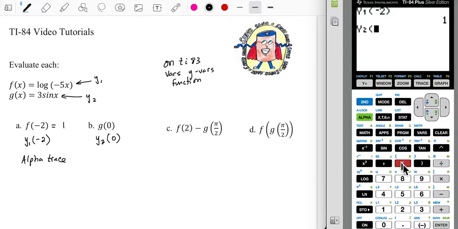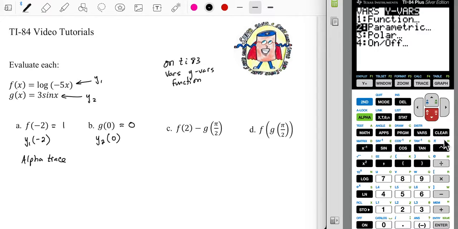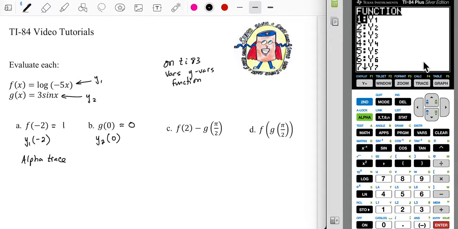So y2 of 0: if I plug in a 0, sine of 0 is equal to 0, times 3 should be equal to 0. Let's see. And there it is. So again, if you didn't have the alpha trace option because you have a TI-84, you'd hit vars, you'd go over to yvars, then you'd select function. Oops, didn't have to hit the down arrow. And then you see all your y stuff.